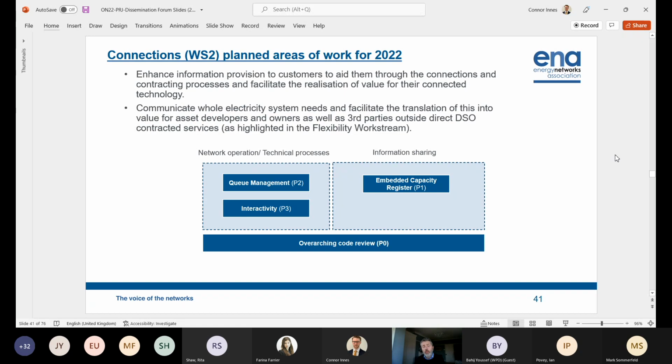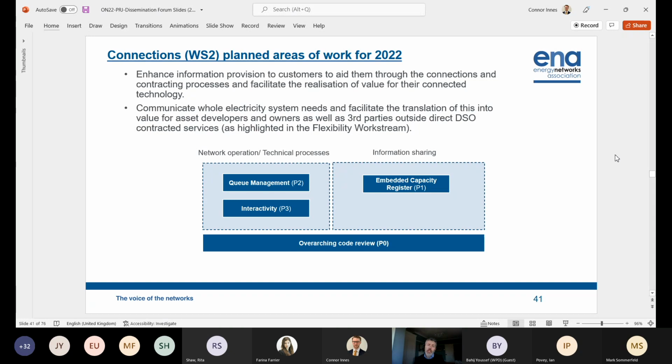And then we've got the embedded capacity register, which I'm not going to say a lot more about at this stage, other than to say this is a great case of where digitalization is coming into our work. We're looking to upscale the established registers that already exist, albeit in a fairly old school spreadsheet format on our individual DNO websites, identifying where distributed energy resources are connected to our systems, down to 1 megawatt in size.